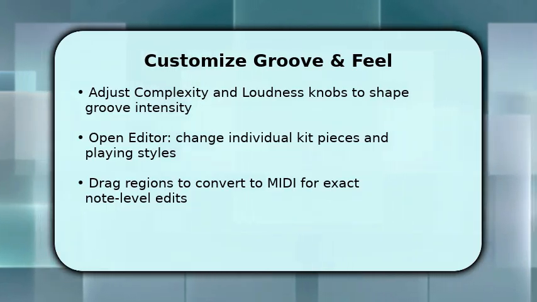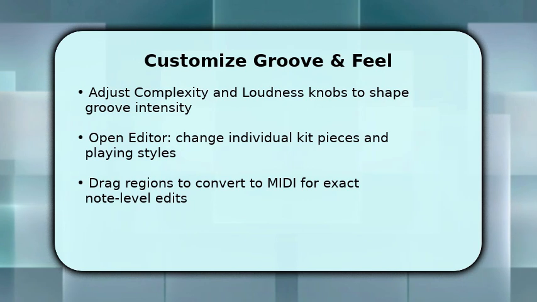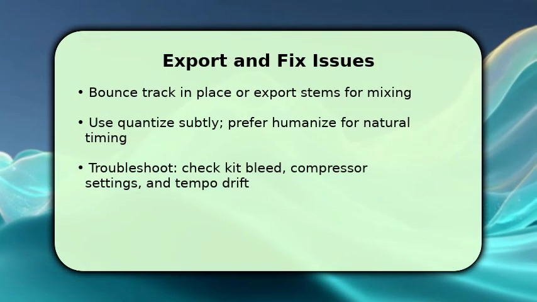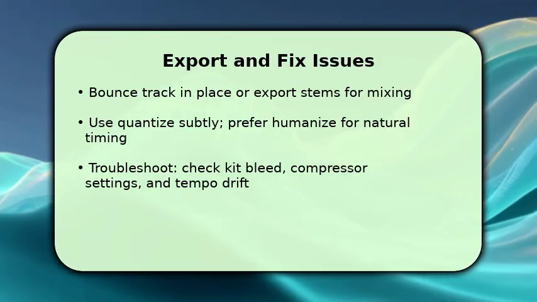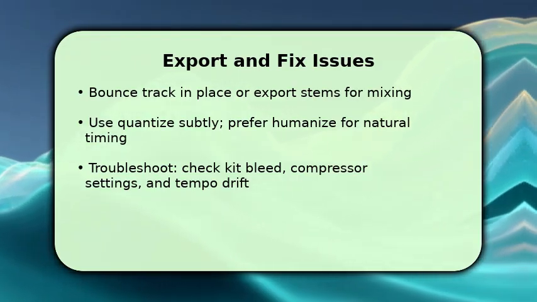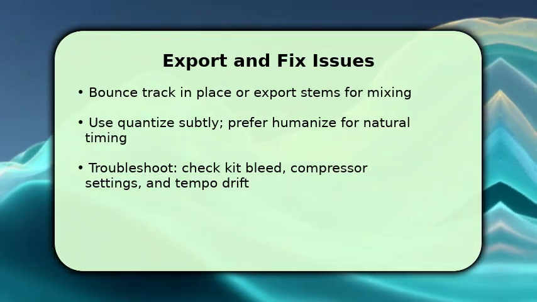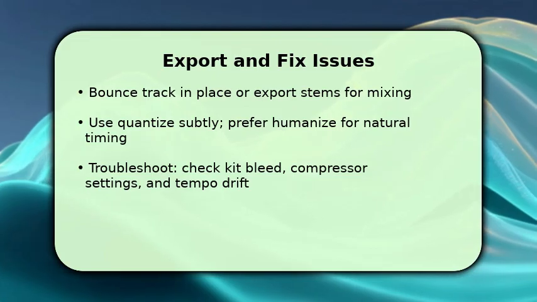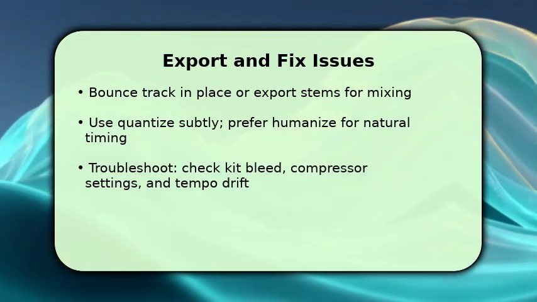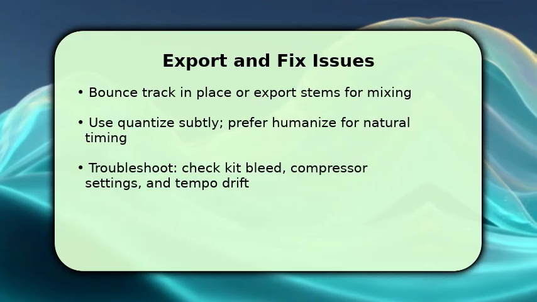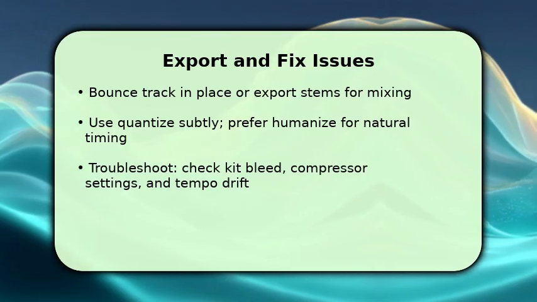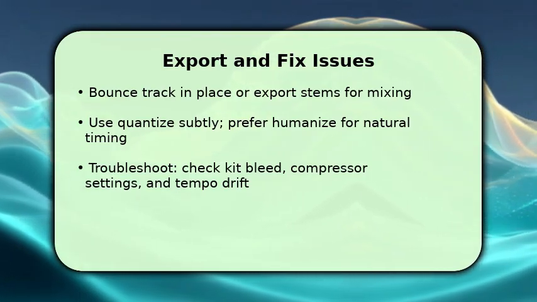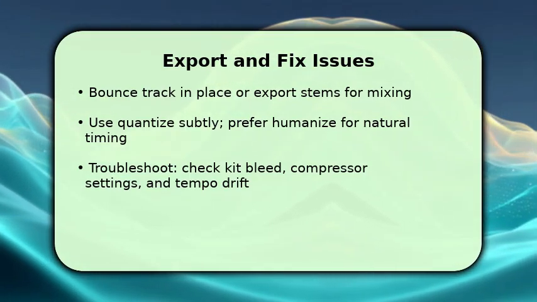To finish, decide whether to bounce the drummer track in place or export separate stems for full mixing control. Bouncing saves CPU and preserves the human feel. When timing feels off, avoid heavy quantize. Instead, use subtle quantize or humanize functions to maintain groove. If you run into problems, check for kit bleed between tracks, excessive compression in the drummer kit, or tempo drift in the project. Fixing those resolves most artifacts, and if all else fails.